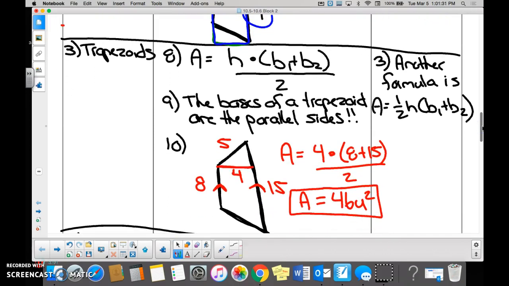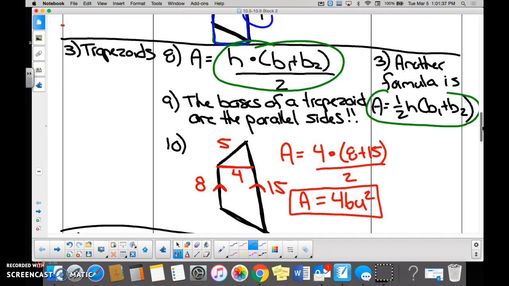Remember, there are 2 different formulas. This is the formula you guys seem to like more, right? Yes. But this is also a formula that you could use. Really all you're doing is plugging in numbers. Both bases need to be added together. You multiply that by what? 1/2. Or you add both bases together and multiply by the height, and then divide by 2.